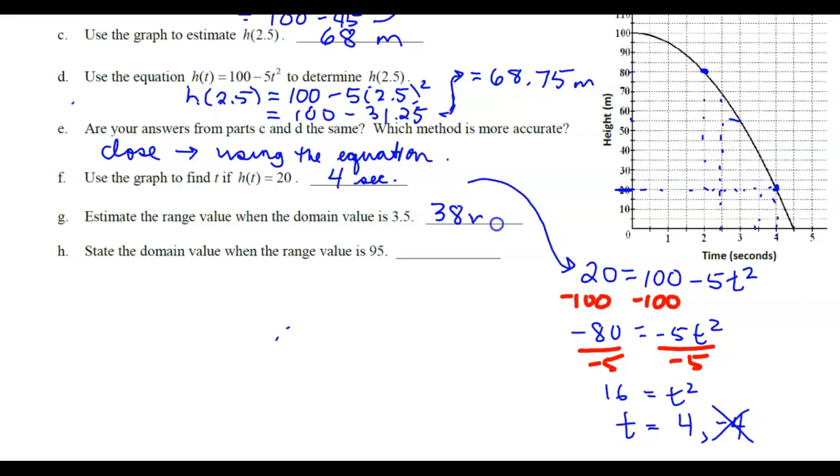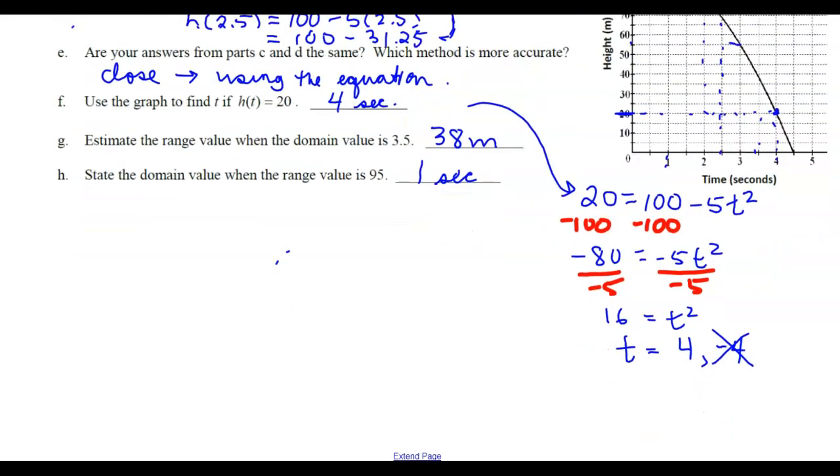And then the other is state the domain value when the range is 95. So that one looks easy to see. We go across up the top at 95 and down, it looks like 1 second. What we're doing there is sometimes called interpolation or extrapolation. Interpolation is between points. Actually, we didn't do any extrapolation. That would be if we were going beyond the graph to estimate some values, because it's extra. Okay? So, that's using a graph.